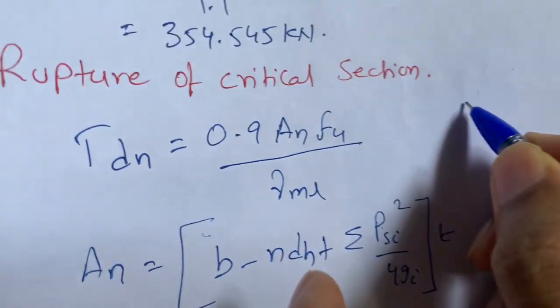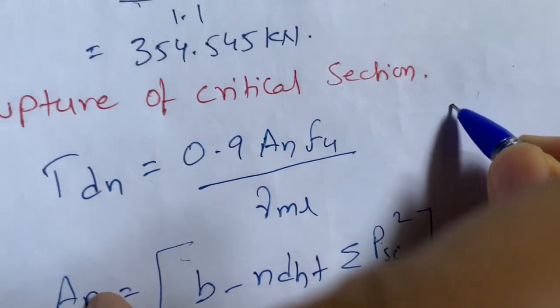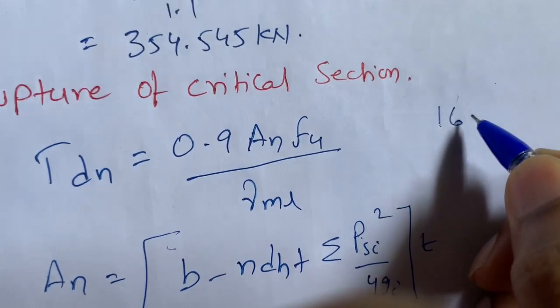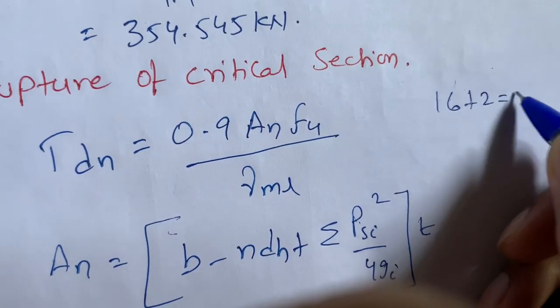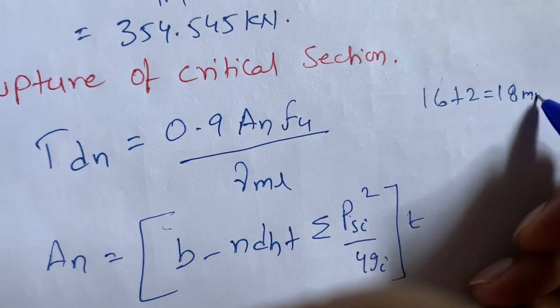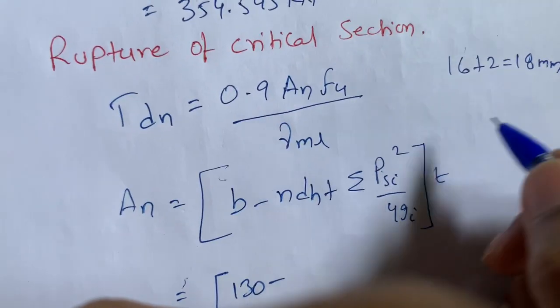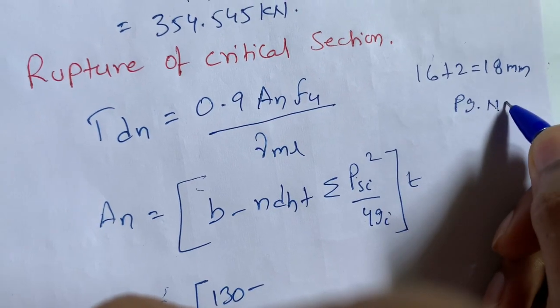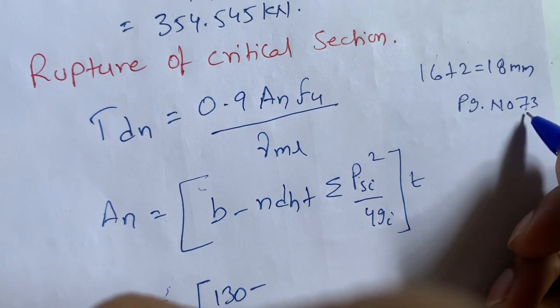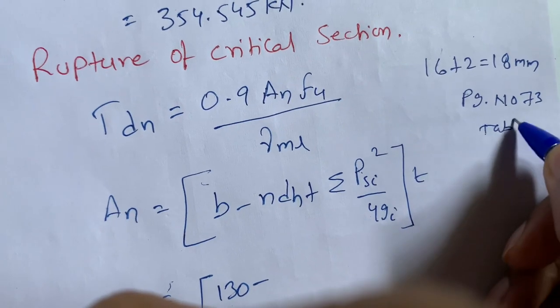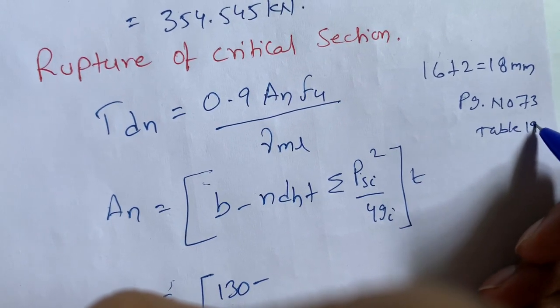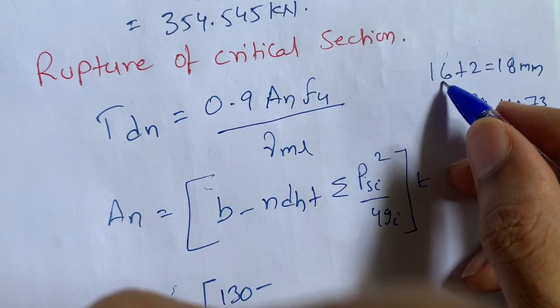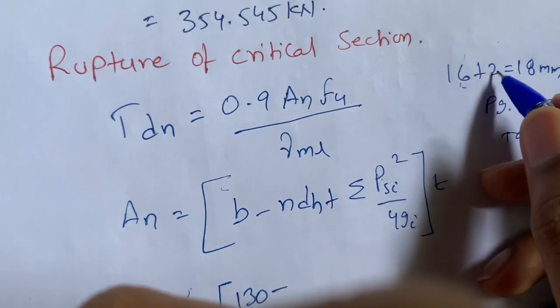Code specifies in Table 19, page number 73, that if there is a 16 mm bolt, we need to add 2 mm. Why we are adding 2 mm is available in the code book, page 73, Table 19. The code specifies that if you are using 16 mm bolts, we need to add 2 mm for the bolt hole.